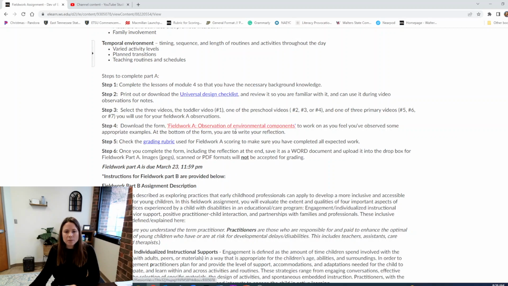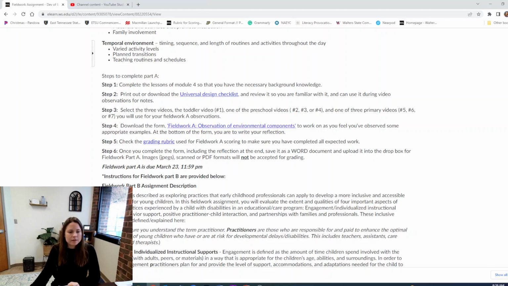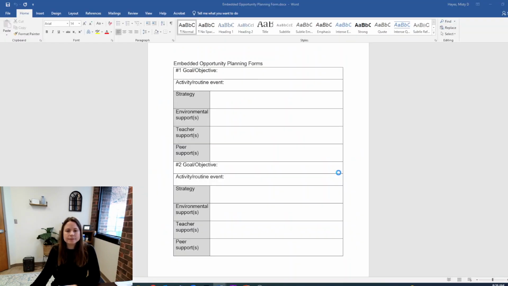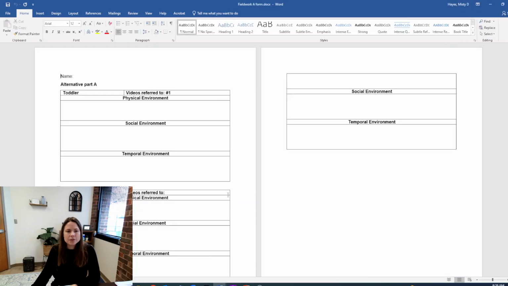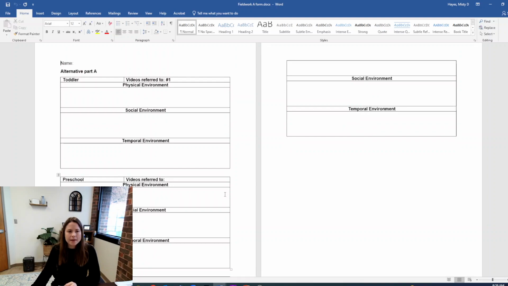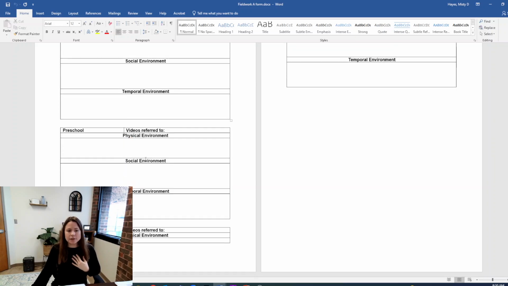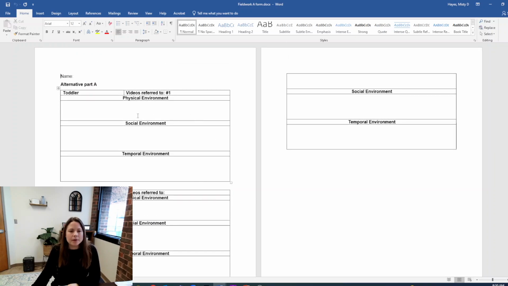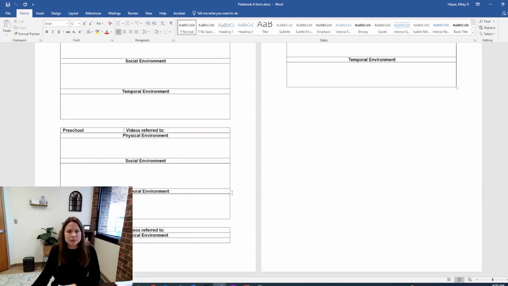So let me go ahead and open the form for you. Okay, so here is the form that you will be submitting for Fieldwork Part A. So you'll put your name, and then you're going to pick at least one from each section. So you've got toddler, preschool, and primary. So remember, you have to do the narrative description of what you're seeing. We're looking at physical environment, social, and temporal. And you're going to do that for each age level, okay?